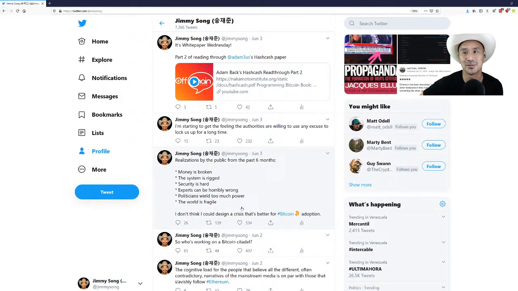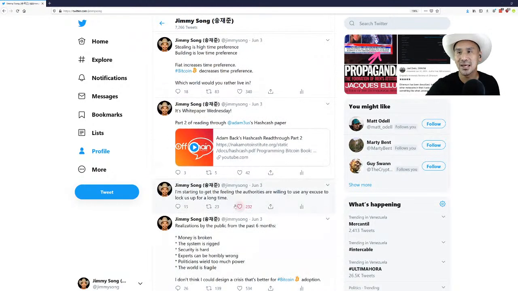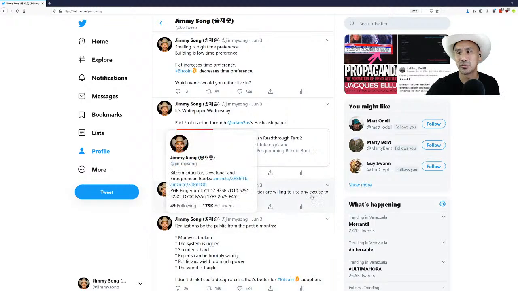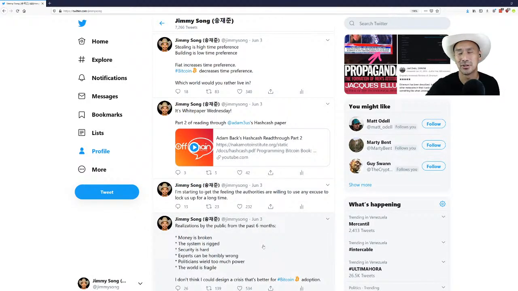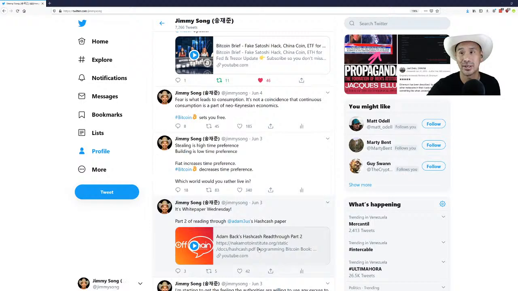Realizations made by the public from the past 6 months: Money is broken, system is rigged, security is hard, experts can be horribly wrong, politicians wield too much power, the world is fragile. I don't think I could design a crisis that's better for Bitcoin adoption. Then again, this might be true all the time. I'm starting to get the feeling the authorities are willing to use any excuse to lock us up for a long time, and this seems to be the case right now.